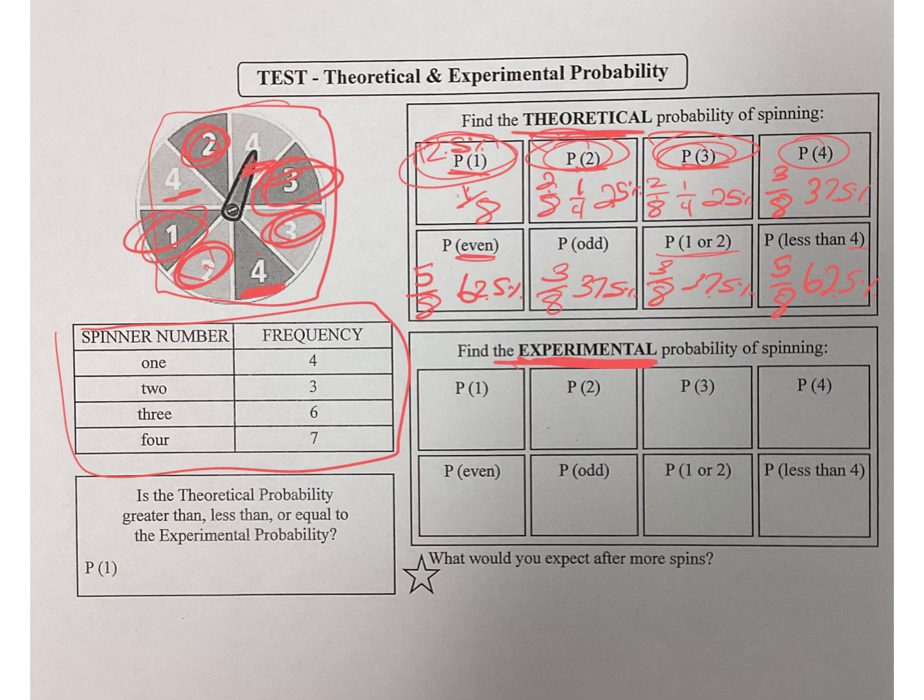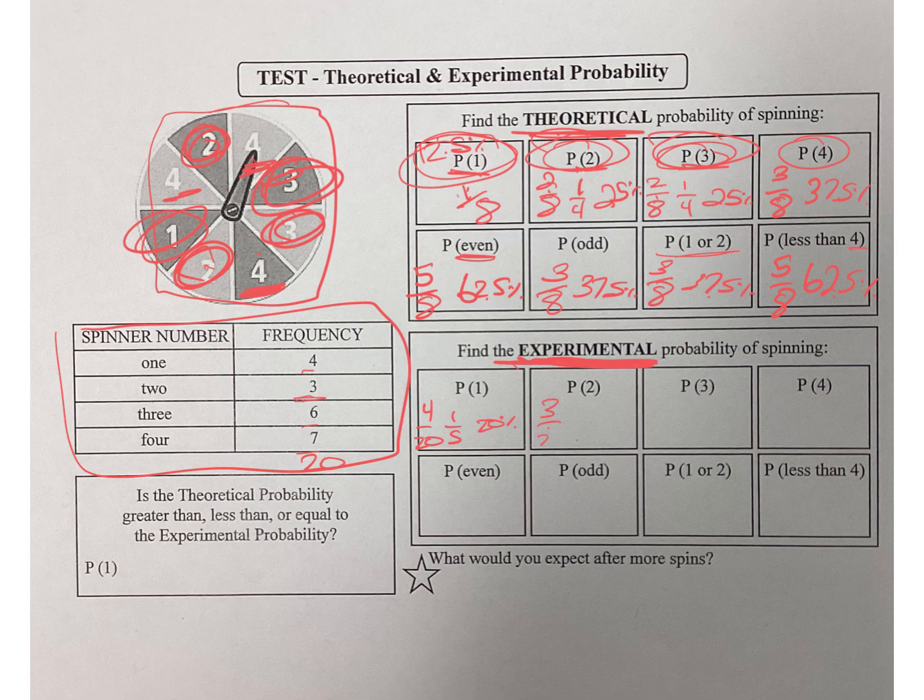With the experimental, we need to know how many times we did it. So we have a 4, a 3, a 6, and a 7. So that's 4 plus 3 plus 6 plus 7. So we did a total of 20 times. So experimental to get a 1 was 4 out of 20, or 1/5, or 20%.